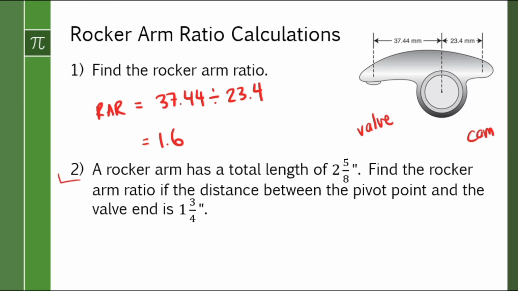So number 2, how can I trick you by confusing you with fractions or confusing you with things that aren't intuitively obvious where the measurement is. So if I tell you the entire length of a rocker arm, I mean from valve side to cam side, okay, that's one measurement. It's not that useful to me. I don't need that one for my calculation. Now I have the distance between the pivot point and the valve end is 1 3/4. So that means I got the long measurement given to me.